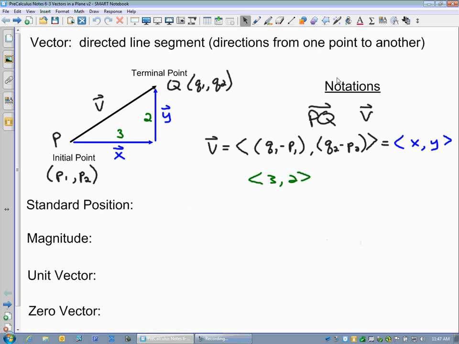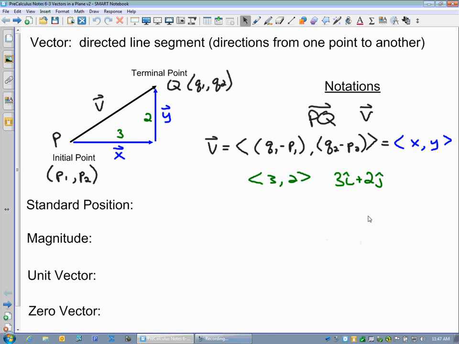Now, notation-wise, not every textbook or every professor uses angle brackets. Some use the hat notation, and they would write the vector in this way: 3i hat plus 2j hat. The i hat stands for the unit vector horizontally, and the j hat stands for the unit vector vertically. So it's 3 units horizontally, 2 units vertically, and that would be your vector.